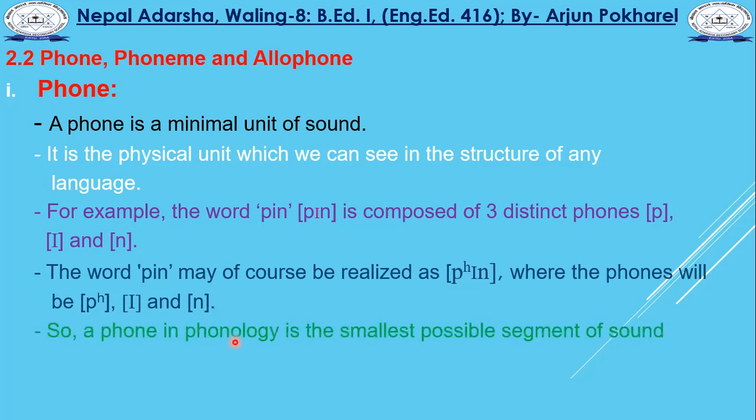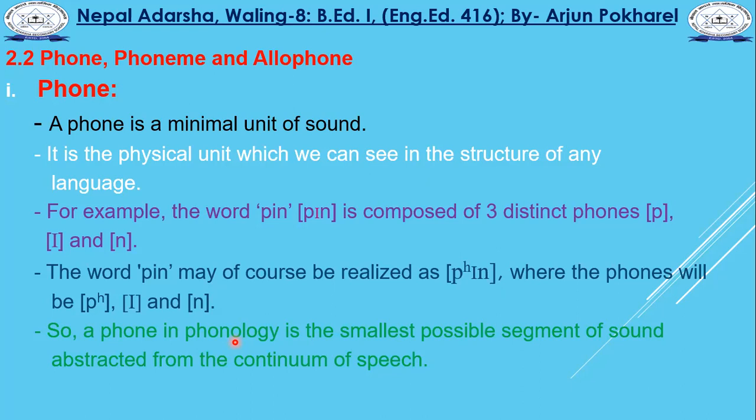Okay. And now, so a phone in phonology is the smallest possible segment of sound. Okay, suppose abstracted from the continuum of speech. That's why, in conclusion, what we can say is that a phone in phonology is the smallest possible segment of sound that we can abstract from the continuum of speech. Okay, from the chain of speech, from the continuum of speech, if there is one discrete segment that you can abstract, okay, that is known as what? That is known as a phone. Okay, phone.